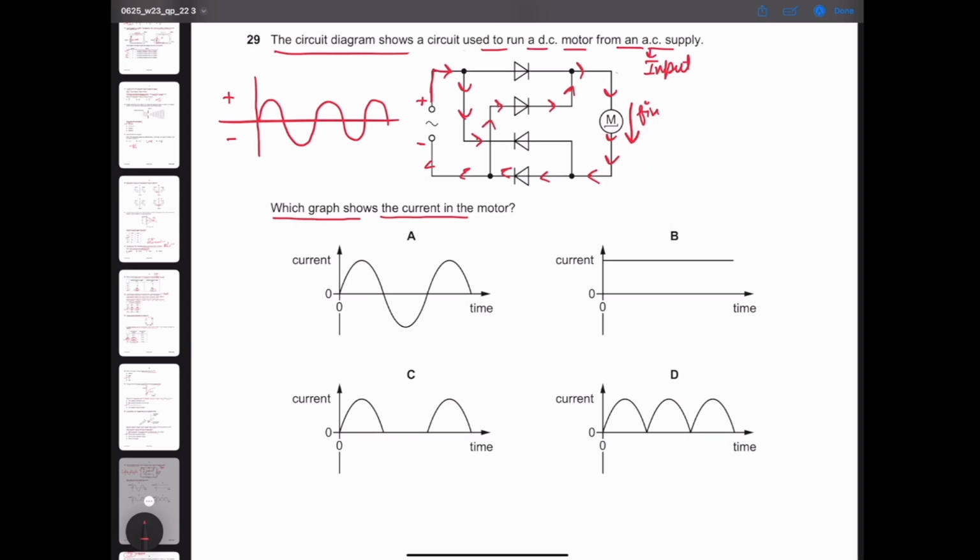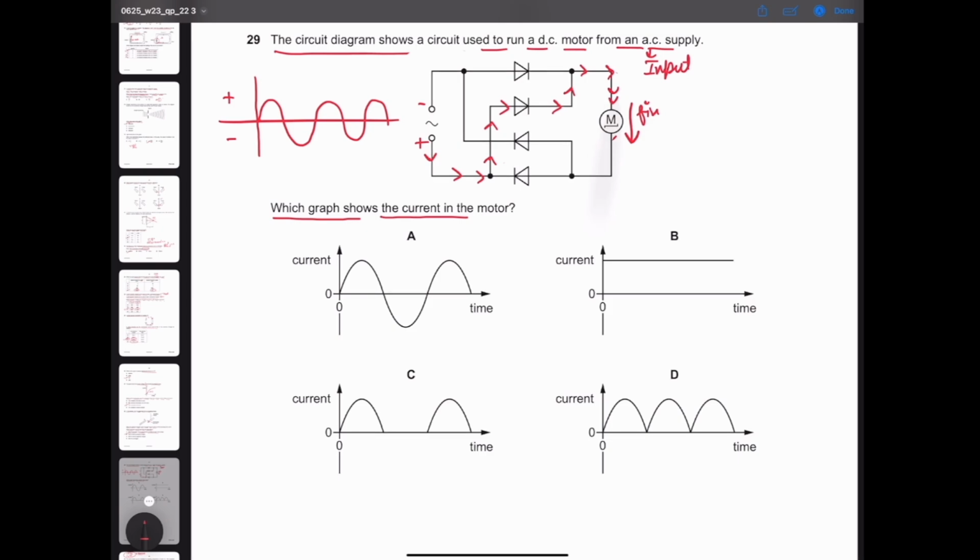Now let's assume the opposite cycle. The second cycle where the positive is downwards and the negative is upwards. So now positive here, negative here. So the current goes like this. Can it pass through here? No, because the diode is in the opposite direction. But it will go like this upwards, like this, like this.